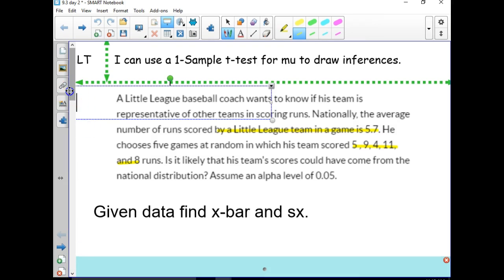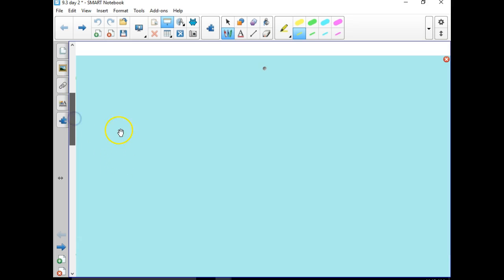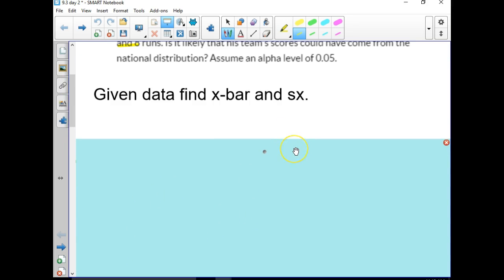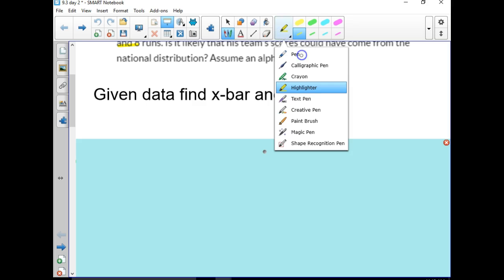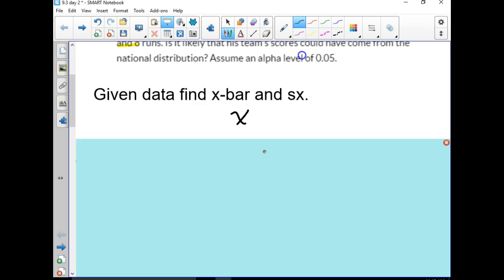All right, so we just found our mean with our calculator. We worked on practicing entering things in our calculator. And for our mean, our X bar, we should have gotten 7.4. And our SX was equal to 2.88. Okay, perfect. Now, right now, guys, do we have evidence that this team is different than the national average? Yes or no?